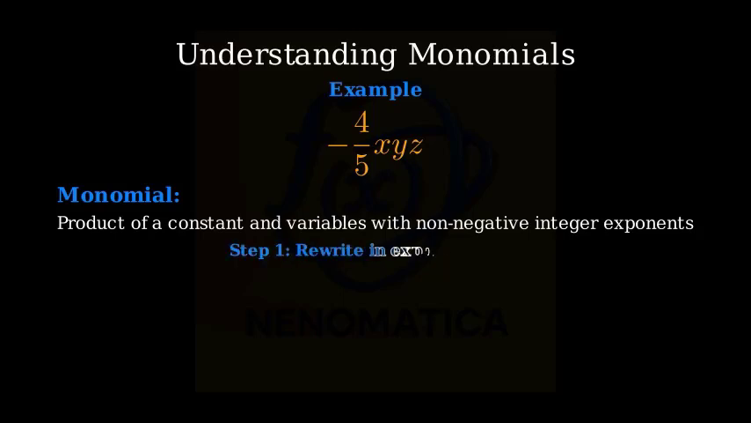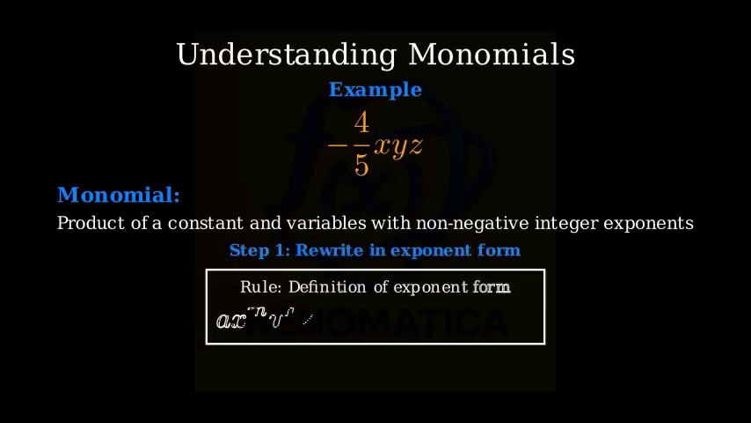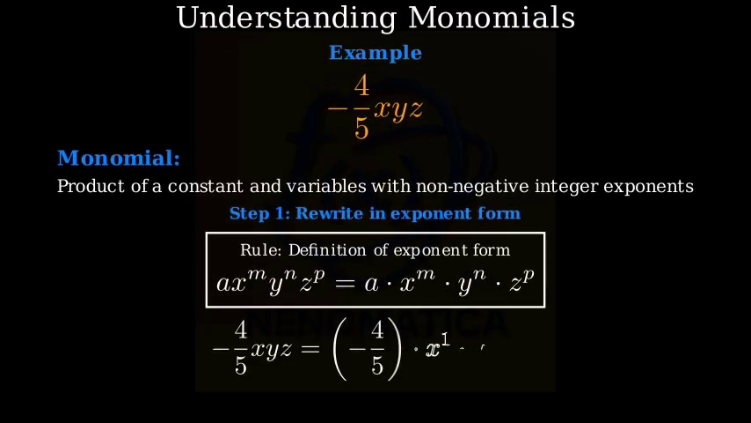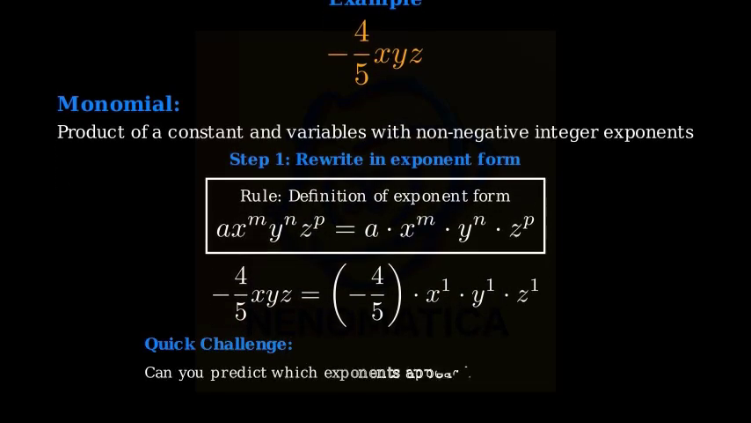The expression -4/5 x, y, z can be written as -4/5 times x to the power of 1 times y to the power of 1 times z to the power of 1. Quick challenge. Can you predict which exponents appear in our expression? Take a moment to write down your answer before we continue.